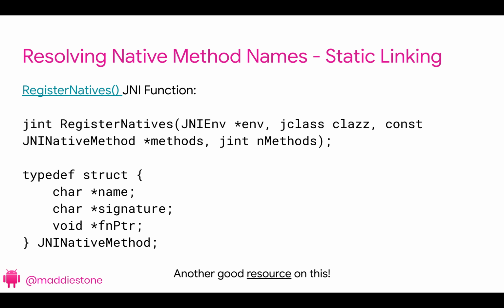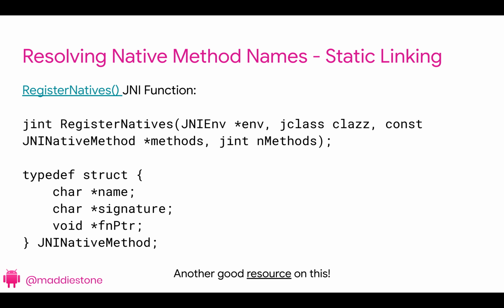So static linking, on the other hand, means you don't have to name your functions. If you opened up IDA, it would be sub underscore address. But what you do have to do within the native library, not within the Java code, is call RegisterNatives. And RegisterNatives takes different arguments, but the most important one for us as reverse engineers is the pointer to JNINativeMethod.